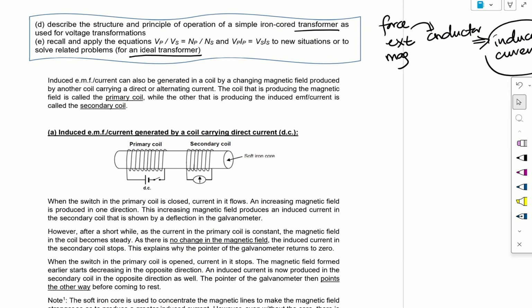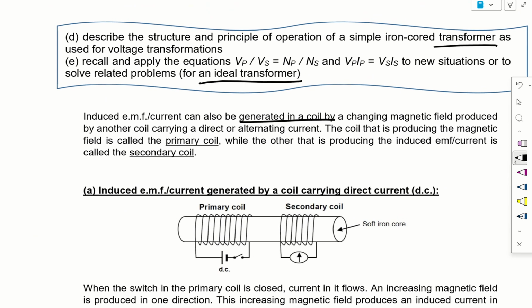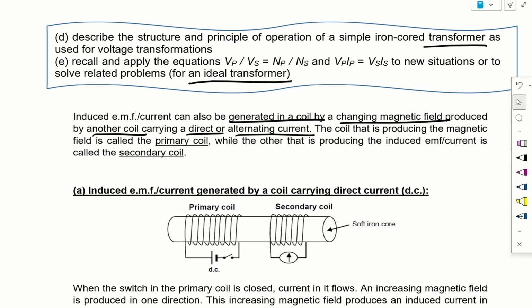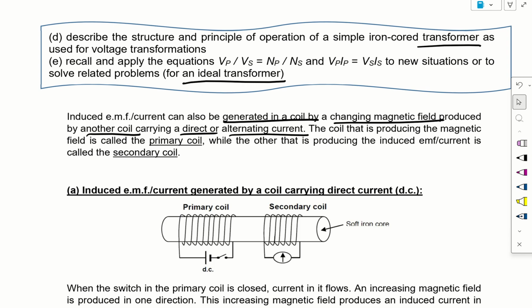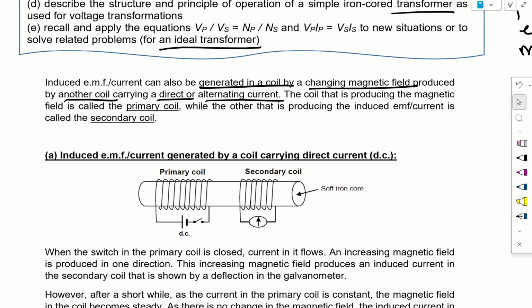Induced EMF or current can be generated in a coil by a changing magnetic field produced by another coil carrying a direct or alternating current. Before that, we had the conductor move in an external magnetic field to experience a change in magnetic field. As long as the conductor experiences a change in magnetic field, it doesn't matter whether it is moving in an external magnetic field, or we can actually use the magnetic field produced by a current.